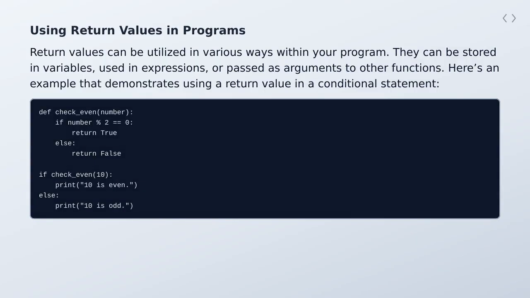This section covers using return values in programs. Return values can be utilized in various ways within your program. They can be stored in variables, used in expressions, or passed as arguments to other functions. Here's an example that demonstrates using a return value in a conditional statement.